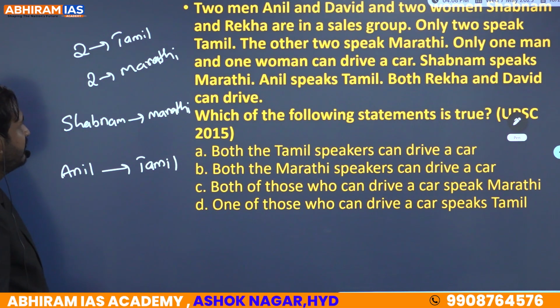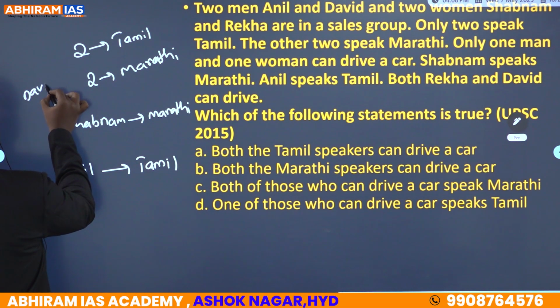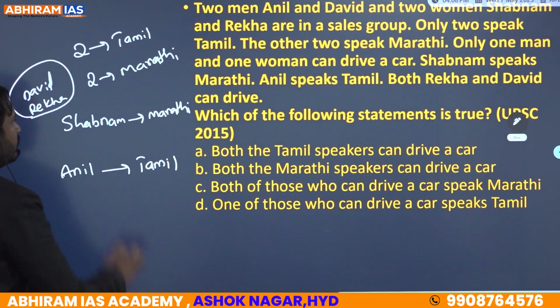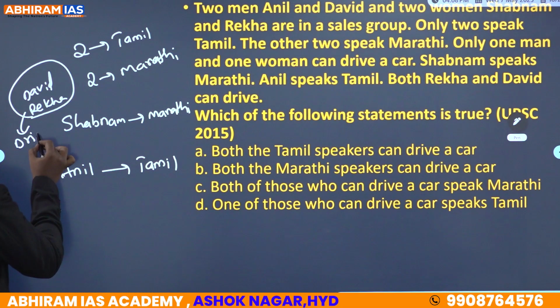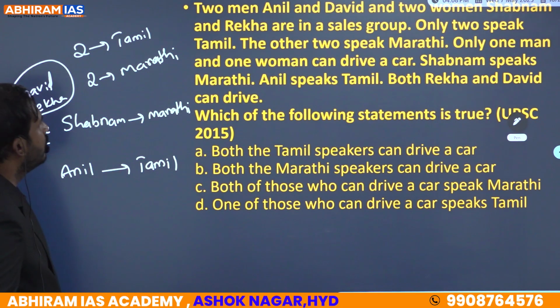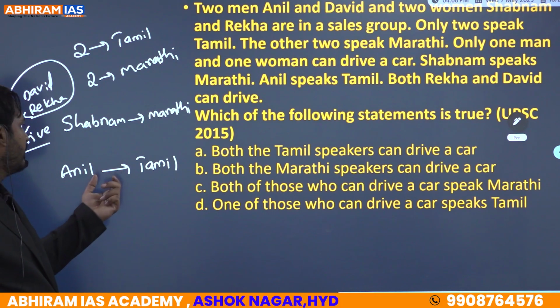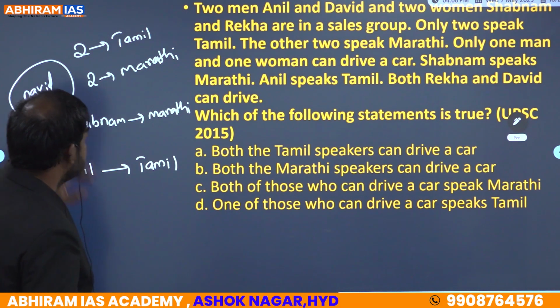One more person, David, and who are the other two persons? David and Rekha. We will speak about them. Both Rekha and David can drive. These two people can drive. Total, this is the case. Two people can drive. Shabnam and Anil can speak Marathi and Tamil respectively. And this is the case for us.